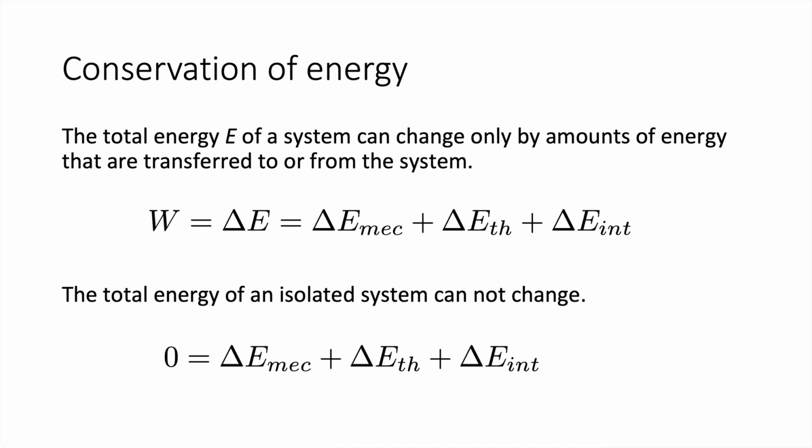So that's things like work done against friction, plus the change in the internal energy of the system, which we will learn more about in the thermal topic. So this is ways that the system has of internally storing energy. So we can say that the total energy of an isolated system, so an isolated system is one on which no external forces is acting, cannot change because this work done is zero. So zero is equal to the change in the mechanical energy plus the change in the thermal energy plus the change in the internal energy. So this is the law of conservation of energy.